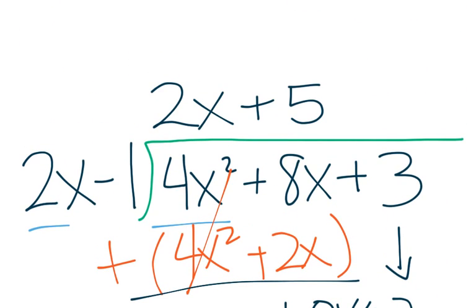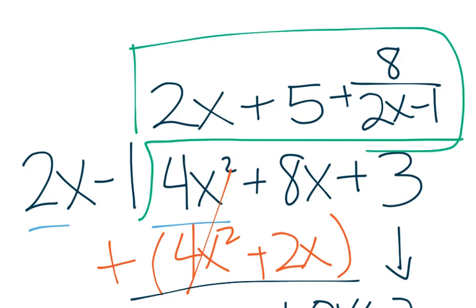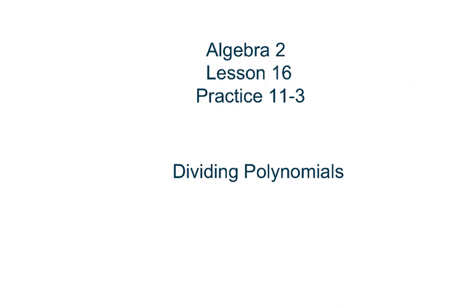So when we go up here, we're going to say plus 8, our remainder, over our divisor, which is 2x minus 1. And this is our final answer. And that is it for dividing polynomials.